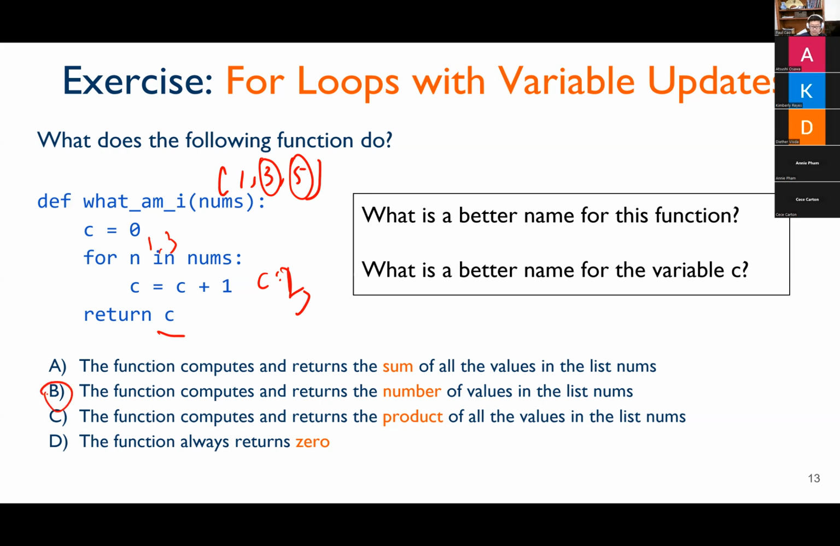So the correct answer is B. It doesn't always return 0. Okay. So the better name is probably just to call this the length. And this c is more like a size variable or length, right? Any questions about this one? So I'm not saying n equals to n plus 1. I'm saying c equals to c plus 1. Okay.